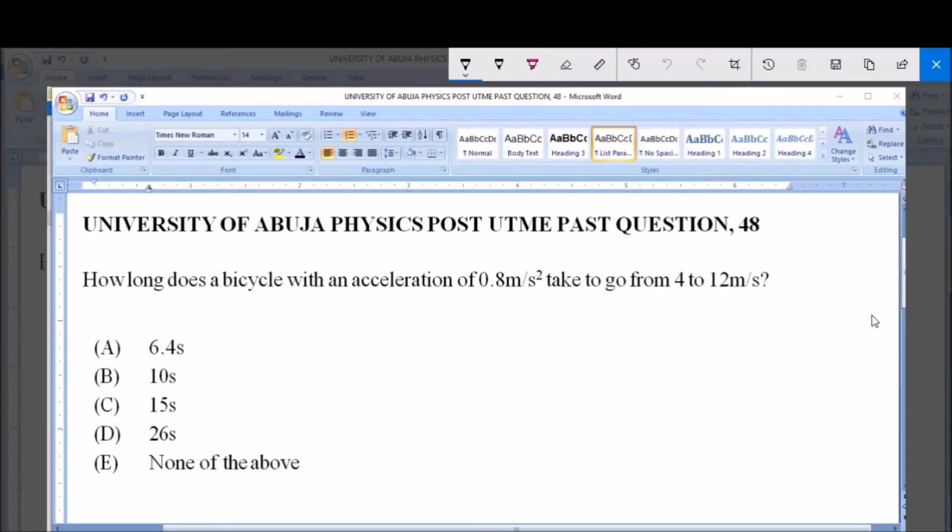Today we'll be dealing with University of Abuja Physics post UTME past question 48. How long does a bicycle with an acceleration of 0.8 meter per second squared take to go from 4 to 12 meter per second? A, 6.4 seconds; B, 10 seconds; C, 15 seconds; D, 26 seconds; and E, none of the above.